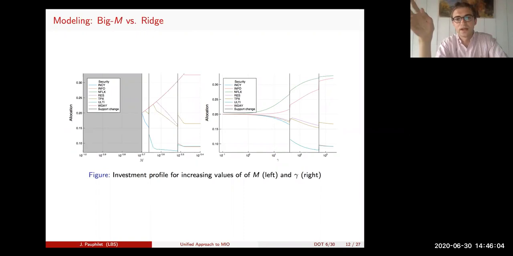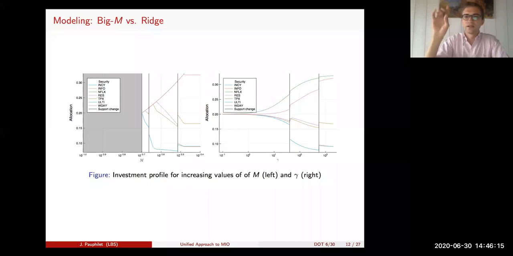But I think what's more striking is how similar the two profiles are. Namely, when you change gamma, there are some breaking points where the securities you invest in change. Otherwise, those are smooth profiles where it's just the amount you invest that changes, so just the continuous solution and not the discrete one. And most importantly, for gamma very high and M very high, you end up with the same discrete solution.